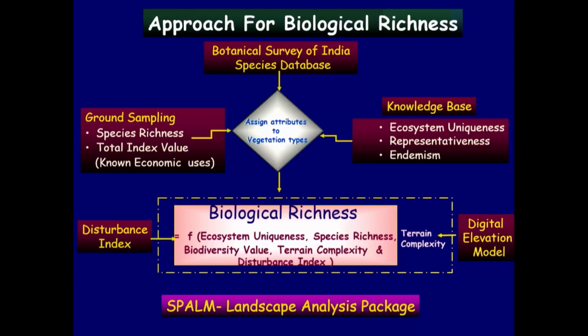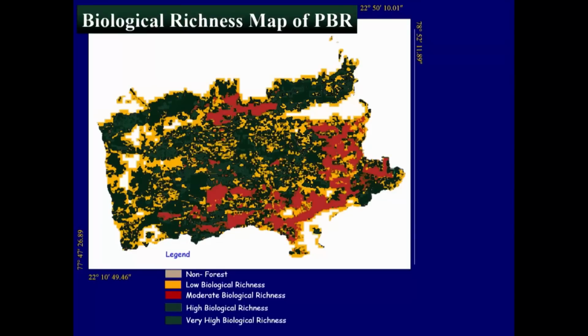Now you see the scenario changes. Now the biological richness map of the Pachmarhi biosphere is entirely different. What does it say? Most of the area is now converted into very high biological richness and high biological richness. So it justifies that the current practice of conservation is good. So the decision is good. Now you will ask, why, sir, the area was so much fragmented, so much disturbed, how come it becomes so important?